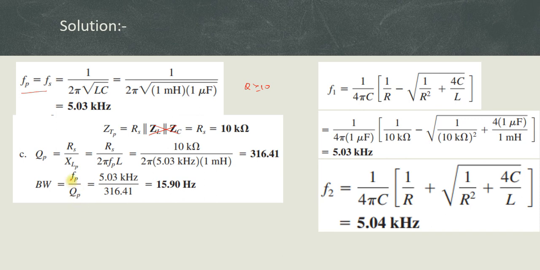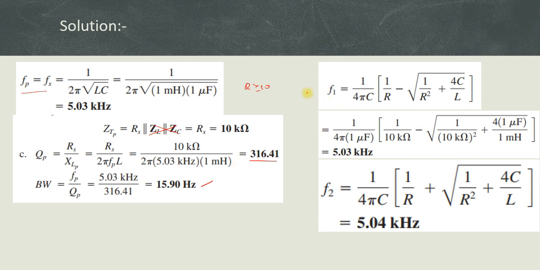Here the frequency of resonance is 5.03 kilohertz and the quality factor is 316.14. Therefore the bandwidth is around 15.90 hertz. The quality factor formula is RS divided by XLP, that is RS divided by 2 pi Fp into L. Substitute all those values and simplify, and you get a value of around 316.41.